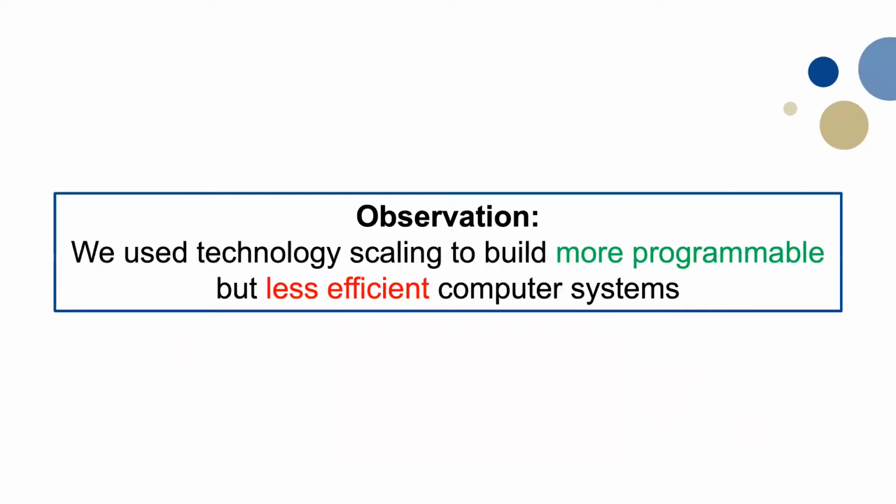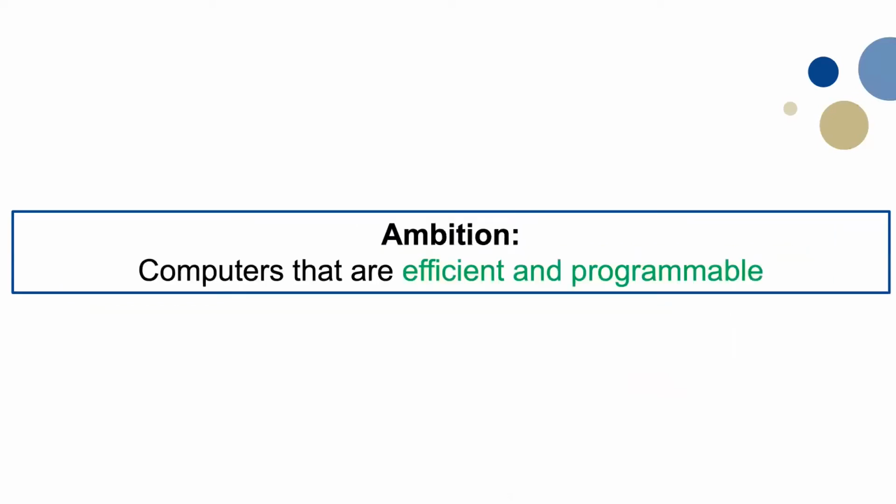So from this, we have the observation, I think the key takeaway from this analysis is that we've had a good run with technology scaling, and we've used it to build more programmable, but less efficient computer systems. And meaning that going forward, since technology scaling isn't going to help us anymore, we need to do something different. And the ambition should be to make computers that are both efficient and programmable.